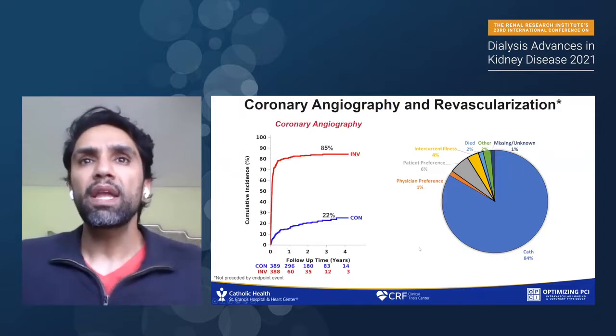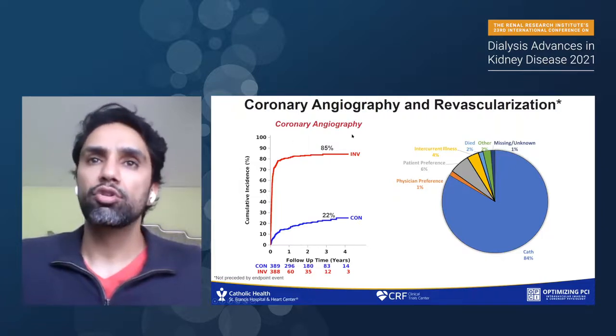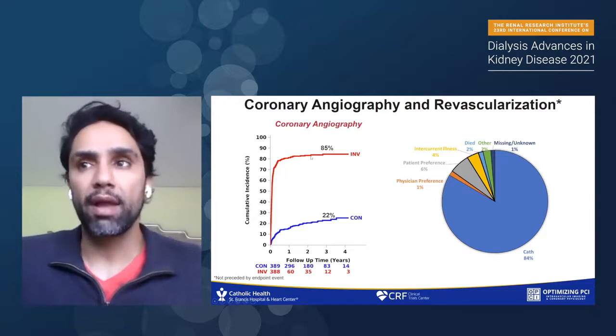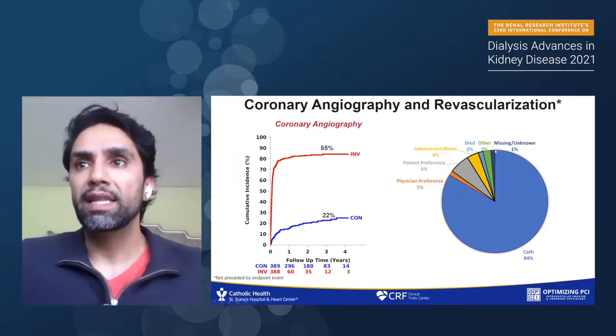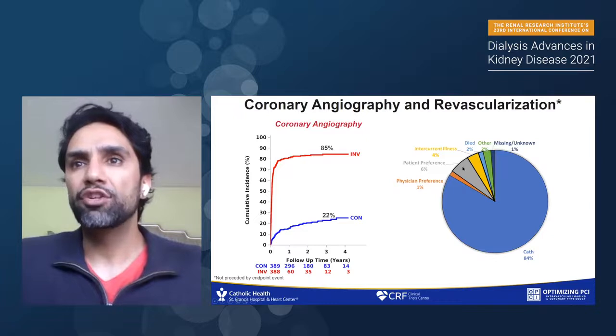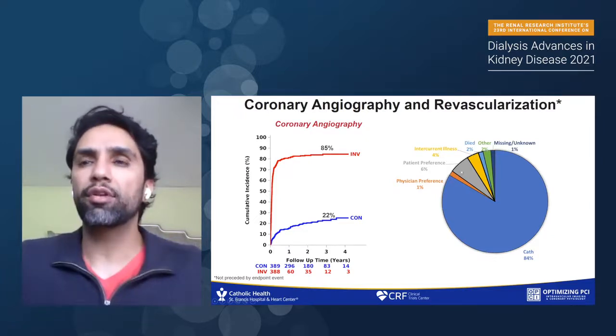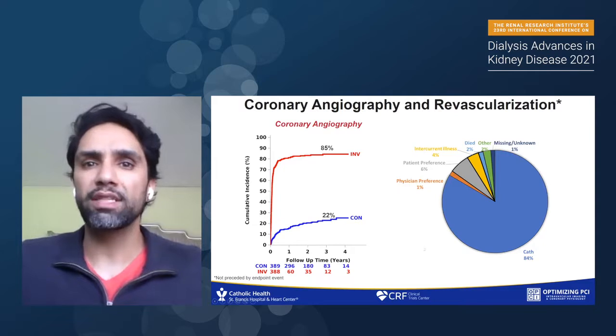Now, let's take a look at those patients who actually had an angiogram. So despite 388 patients being randomized to the coronary angiography arm, only 85% actually got an angiogram. And the main reasons they didn't get one were patient preference and intercurrent illness. So they're either too sick, or the operator or the doctor thought, I don't really want to cause any harm to them, let's give it a skip.